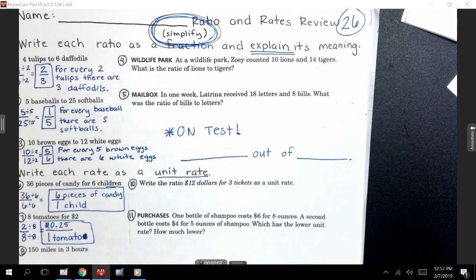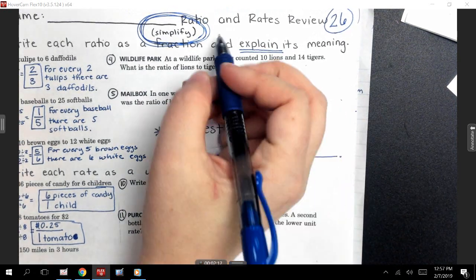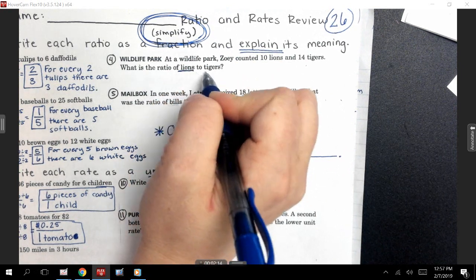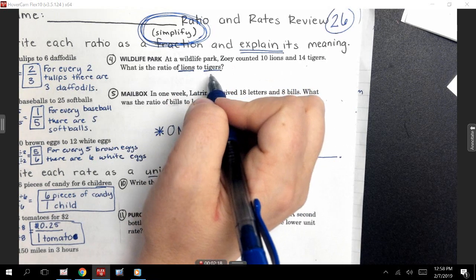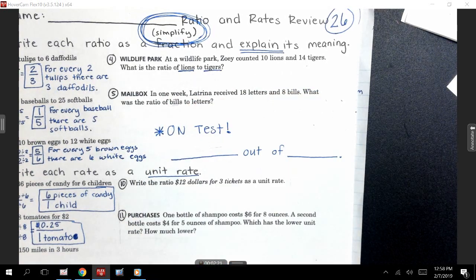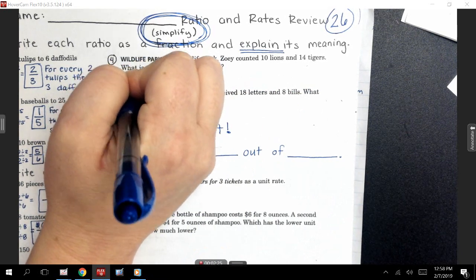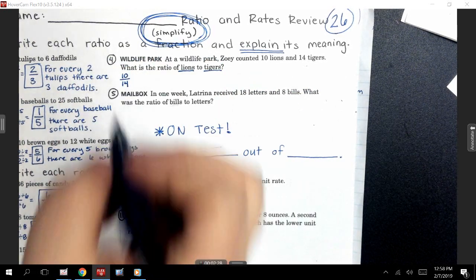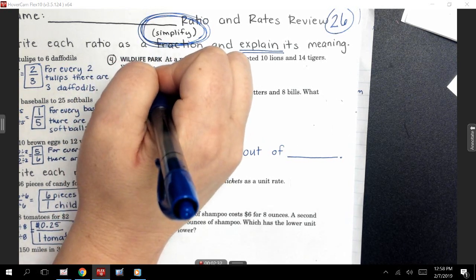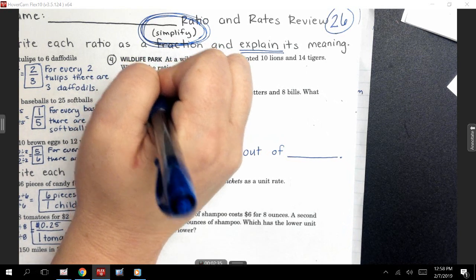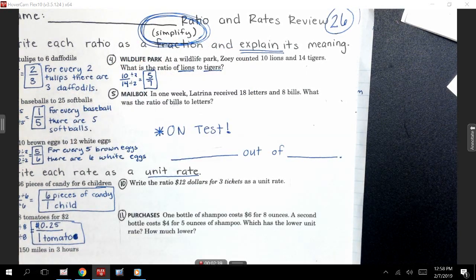All right. For number 4, it says, at a wildlife park, Zoe counted 10 lions and 14 tigers. What is the ratio of lions to tigers? Remember, we have to be careful about the wording because it could switch it on us. So lions first, tigers second. What do we get for our ratio, Jose? 10 over 14. What can I do to simplify that, Frank? Divide by 2. And what do I get as my new fraction, Omar? 5 over 7. What is my description going to be on number 4, Frank?